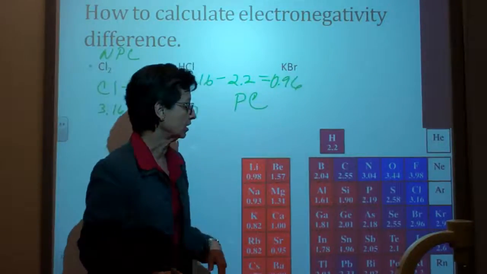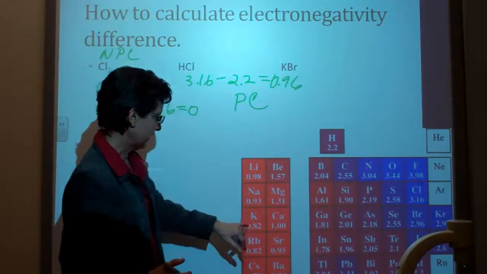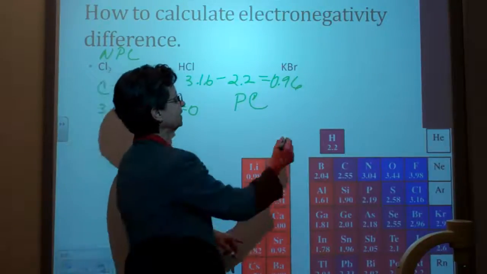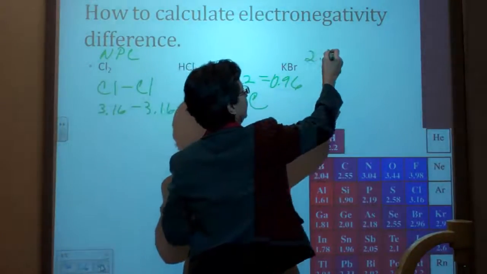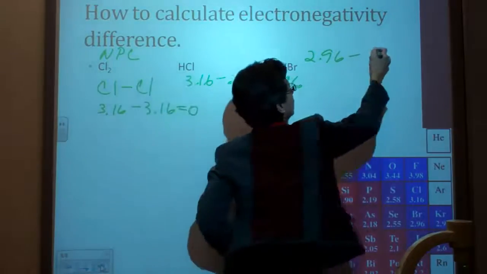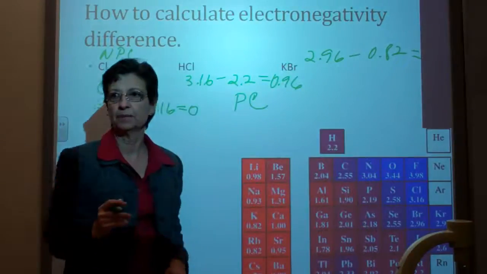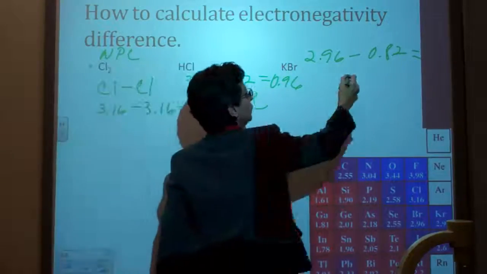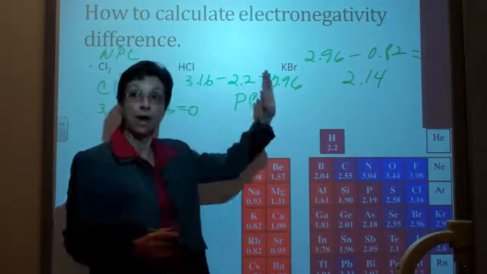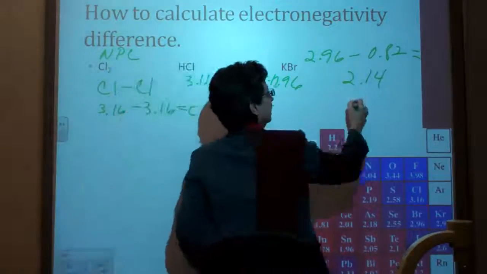Finally, KBr. Let's see what kind of bond that gives us. We have K, 0.82, and Br is 2.96. So I'm going to say 2.96 minus 0.82. And if I did my math correctly, it's 2.14, and that is above 2. So therefore, that's going to be an ionic bond.